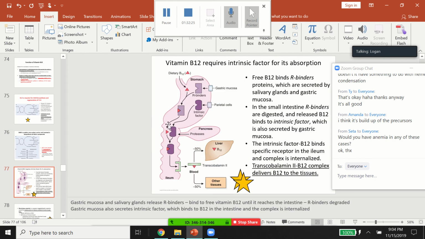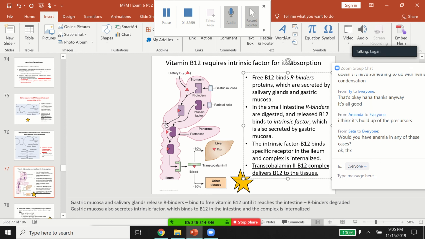Now, what is important is how you get vitamin B12. That was important to know, so make sure you know this whole process. B12 binds R binder proteins, which are secreted by salivary glands and gastric mucosa. That's the very first thing B12 binds to. Now, in the small intestine, R binders are digested and B12 is released and binds to intrinsic factor, which is also secreted by gastric mucosa. So, very first thing, R binders.